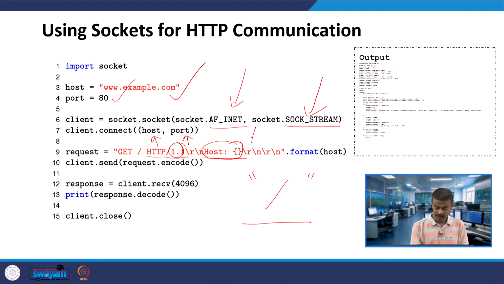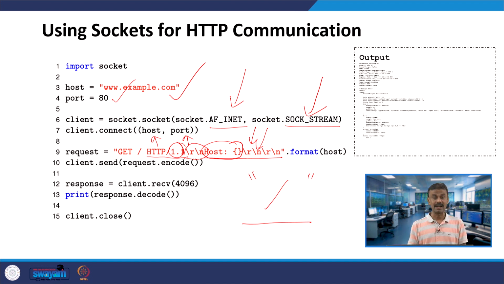/r is for carriage return, and /n is for the new line, which are required to format the HTTP request properly. Here you have /r/n/r/n, which is nothing but the end of the HTTP request headers. So, this is all about your line number 9.